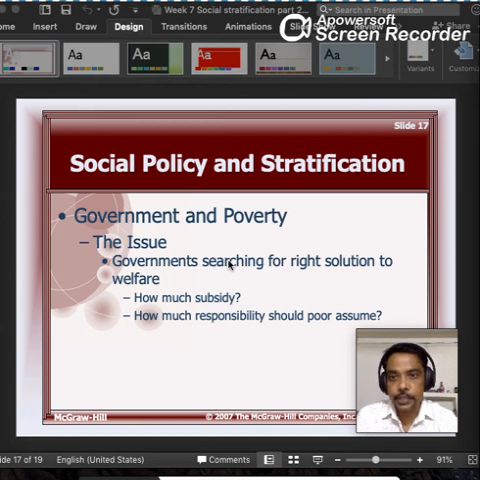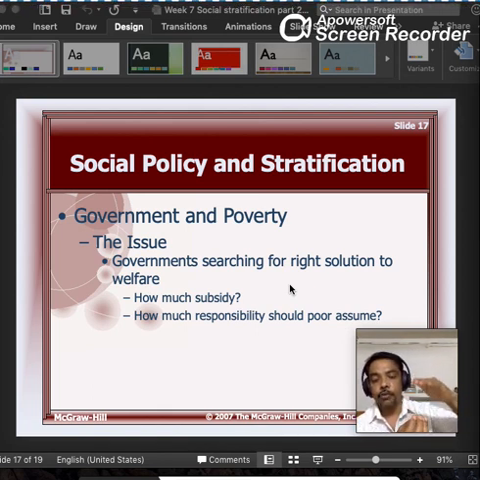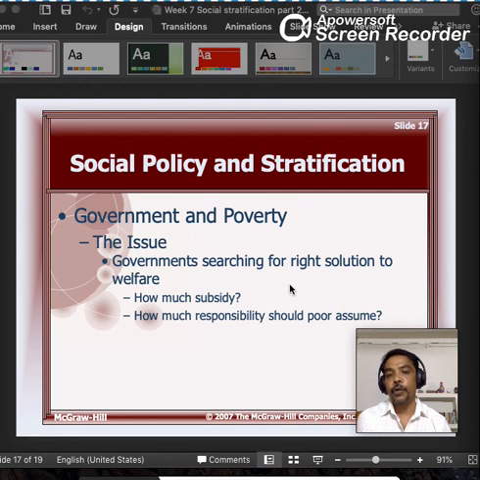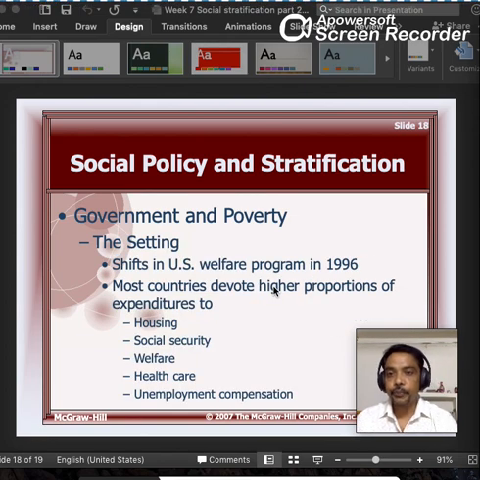And you can also see government and poverty level issues, where government is searching for the right solution to welfare, and they are talking about whether welfare will impact mobility from one stratum or group to another, and also how much responsibility the poor should assume. So if we want to help poor people move from one stratum to another, we see social policy taken by different countries in the world as well. And I'm not going to talk a lot more about the United States.